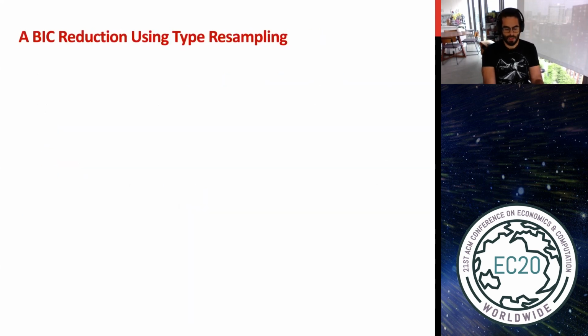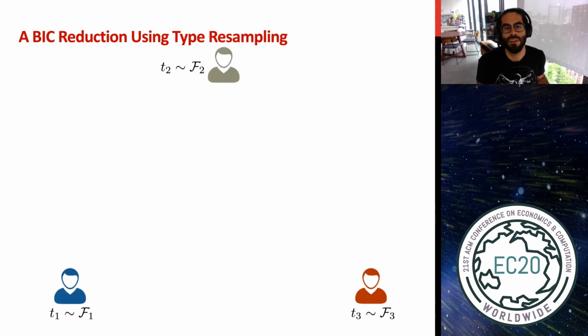Okay, so let me explain a little bit about the approach to do BIC reduction, which should remind you of ironing in Myerson theory. The main idea behind all of these black box reductions, including ours, is type resampling. So what does that mean?